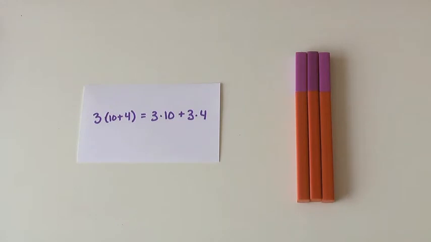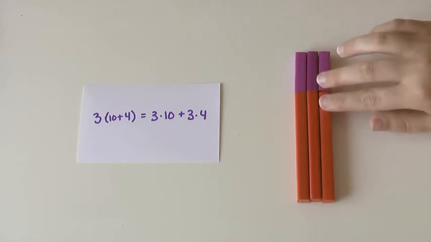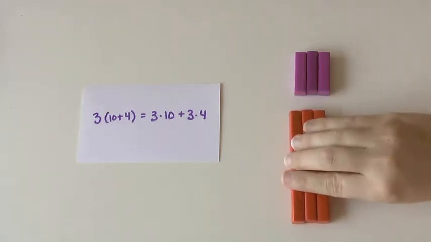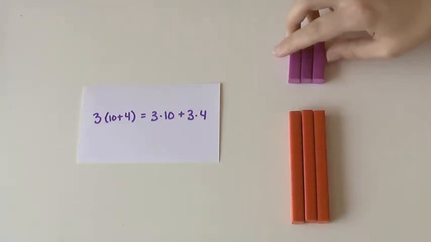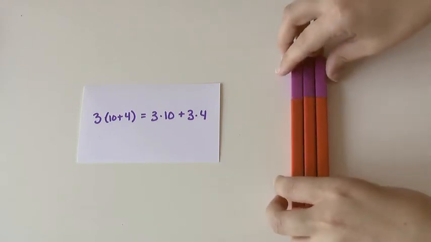So here we have 3 times 14. So we have 3 on this side and 14 on this side, or we have 3 of 14, 3 14s. When my kids figure this out, usually what they would do here is add 30 plus 12 and get the answer. What they're doing is the distributive property.